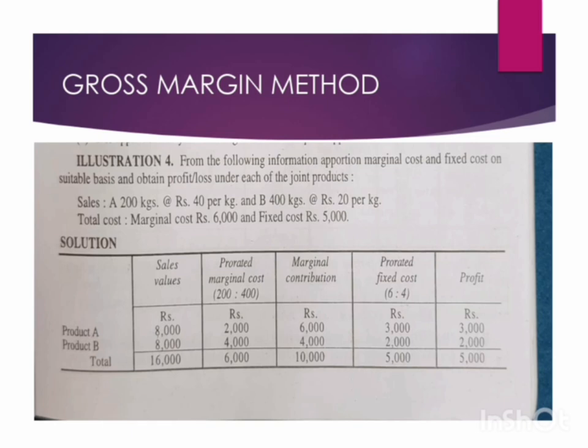In order to find out the marginal contribution, we have to subtract the second column from the first, which is sales value minus prorated marginal cost. 8,000 minus 2,000, 6,000. For product B, 8,000 minus 4,000, we get 4,000.